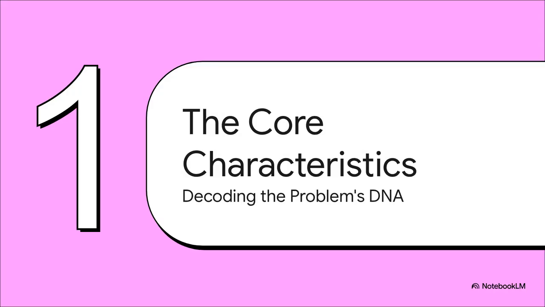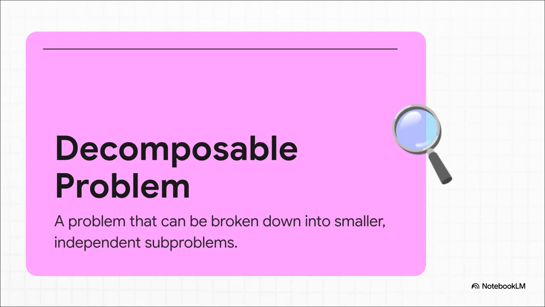We're going to start decoding the first set of rules that really define an AI's universe. You can think of these as the fundamental laws of physics for any AI problem. Getting these down is the first step to understanding everything else. The first rule is all about structure. Is the problem decomposable? This is a fancy way of asking, can we chop a giant, scary problem into smaller, manageable pieces that we can solve one by one without them messing with each other?